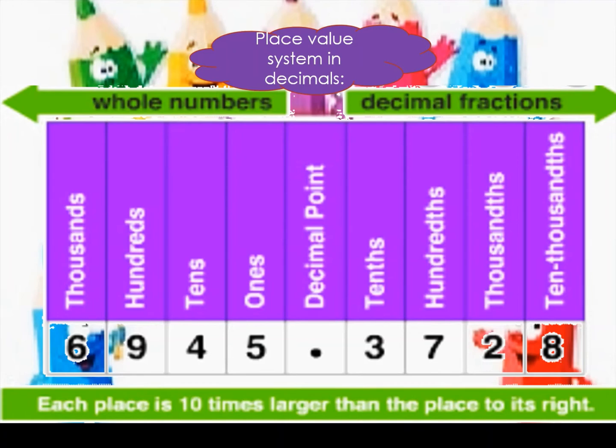We add ths: tenths, hundredths, thousandths and ten-thousandths. As you see in this figure, the decimal point is in between, and before that is the whole number 6945, that we have studied earlier also. The right-hand side is decimal fractions, which we start with 3 at the tenths place, 7 at the hundredths place, 2 at the thousandths place and 8 at the ten-thousandths place. Each place is 10 times larger than the place to its right.